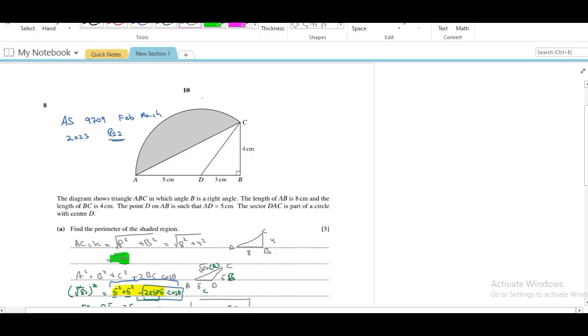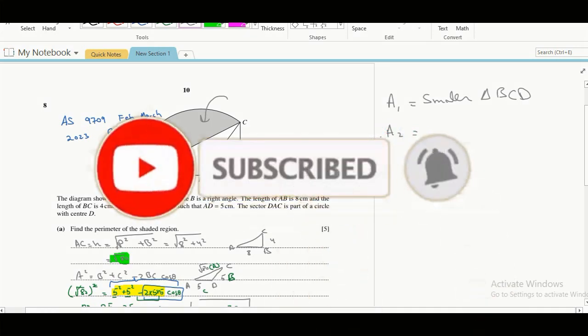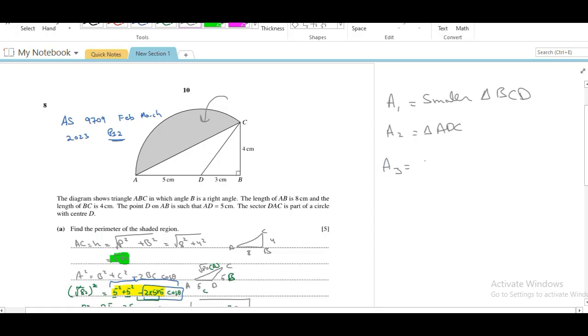Now in part 2 we need to find the area of this shaded region. In order to find the area of the shaded region, we would be finding the area of the smaller triangle, which is BCD. We would also be finding the area of the bigger triangle, which is ADC, and area 3, which is the area of the sector ADC.